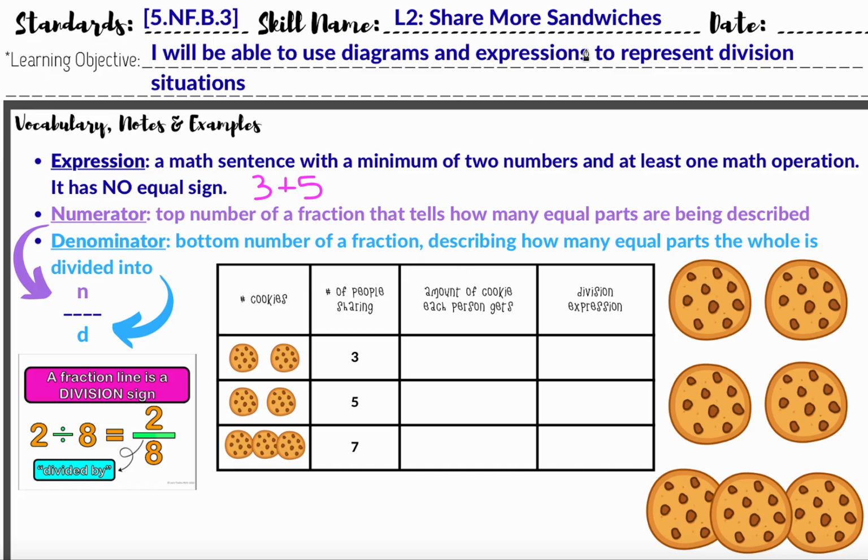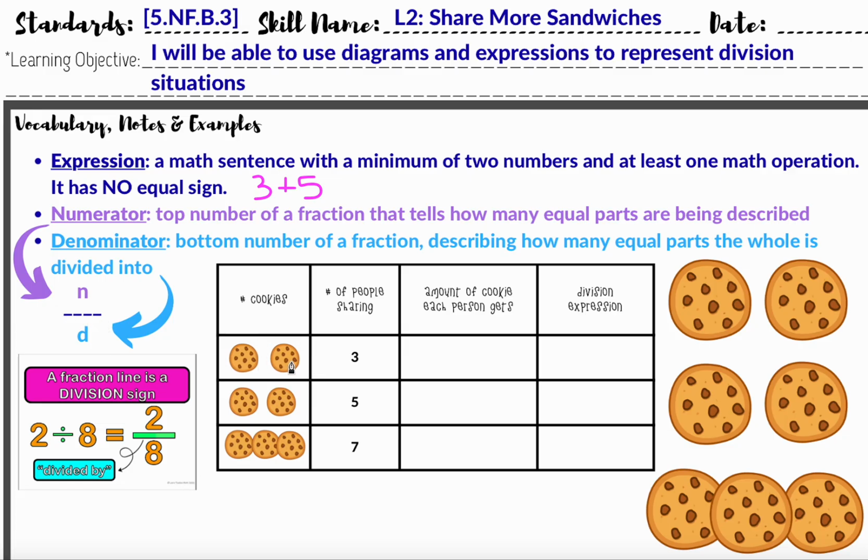So again, we're going to be using diagrams and expressions to represent division situations. This is important for us to know because right here, a fraction line is a division sign. So whenever you have a division sign, that's basically a fraction sign. When you see a fraction right here, this basically means divided by. Okay, so here we go. Let's go into this one.